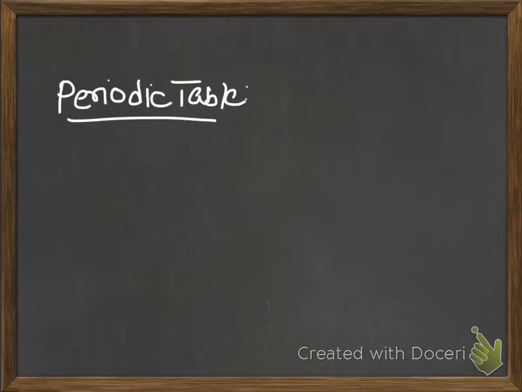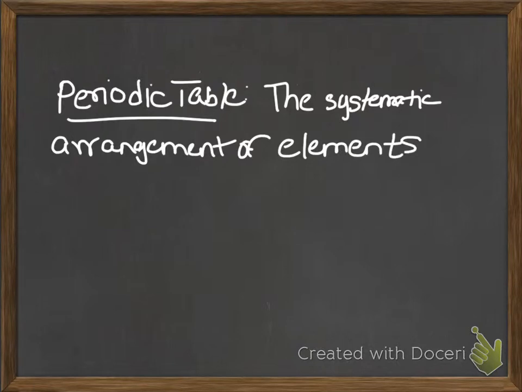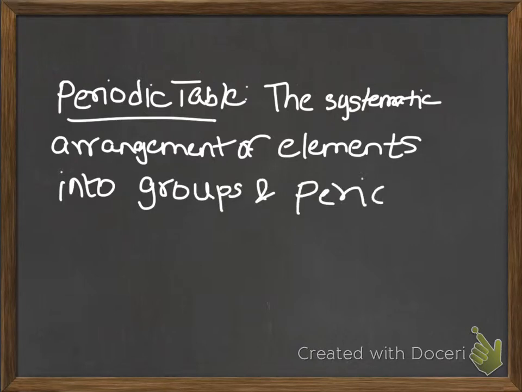Now, what is a periodic table? So the periodic table is the systematic arrangement of elements into groups and periods. So this is what the periodic table means.